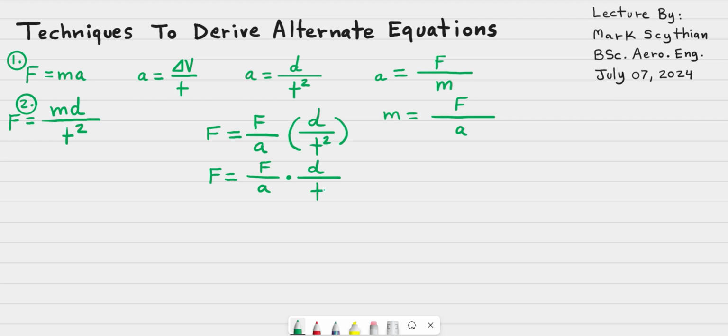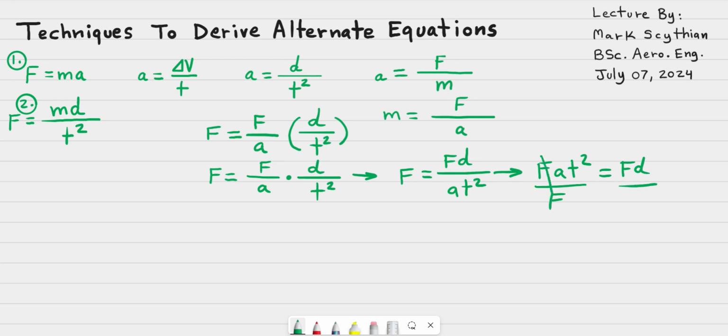times the ratio of distance divided into time squared. This then simplifies into F is equal to force times distance divided into AT squared. Making this into one line, we get force times acceleration times time is equal to force times distance. We can cancel both force values out, and we're left with AT squared is equal to D.